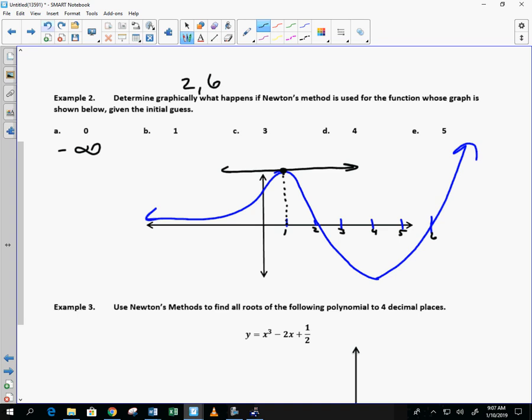Uh-oh. Where does that cross the x-axis? It doesn't. You'll never find an x-intercept, will you? So if you pick a spot where the derivative is 0, it's going to be undefined.